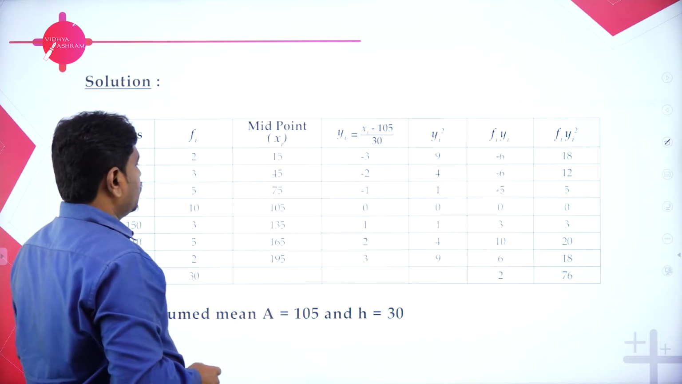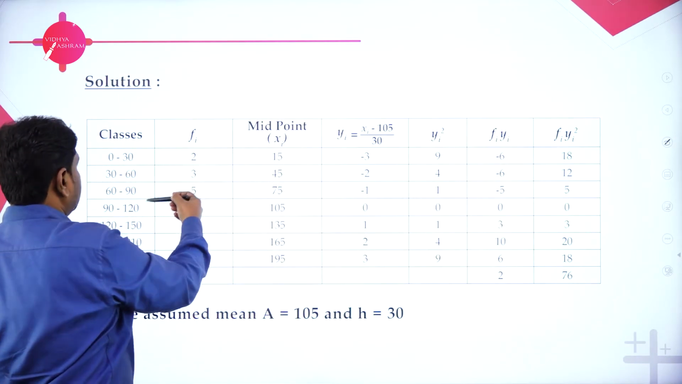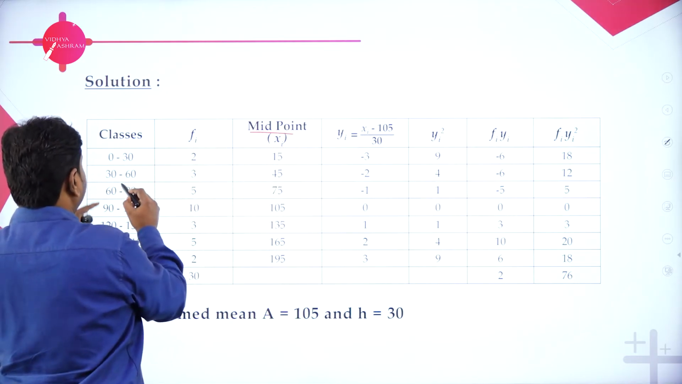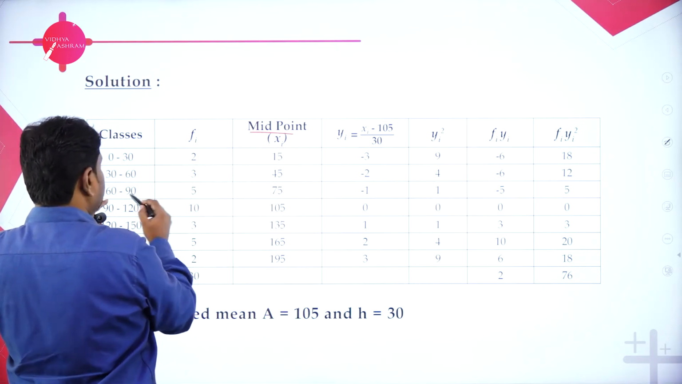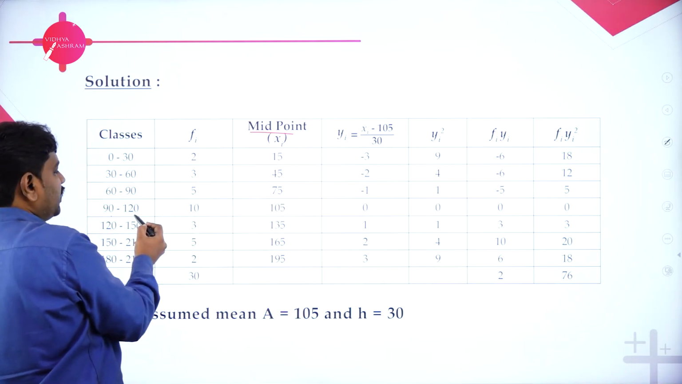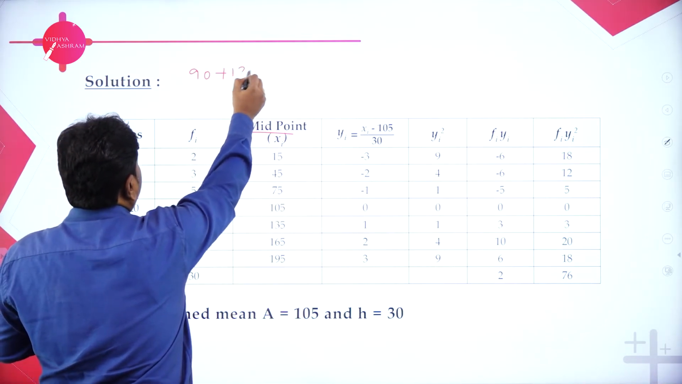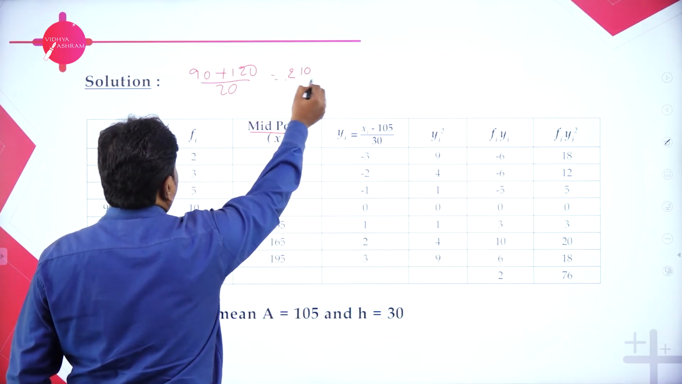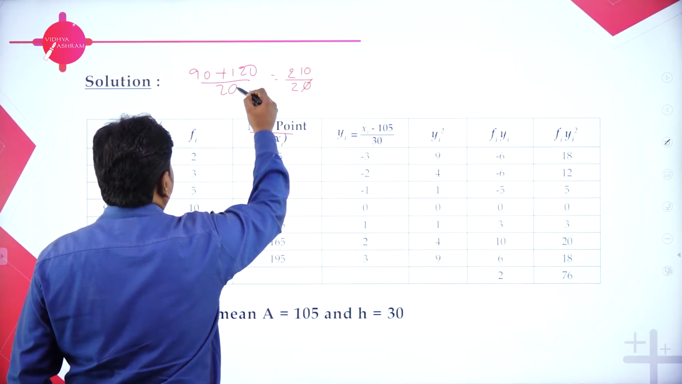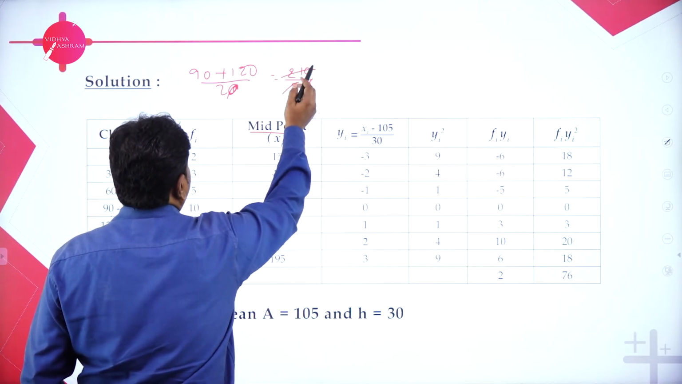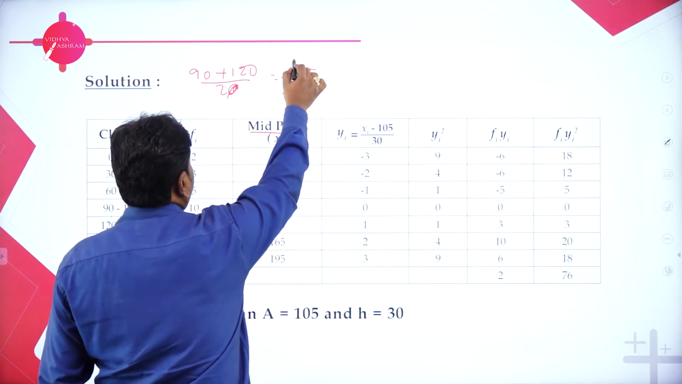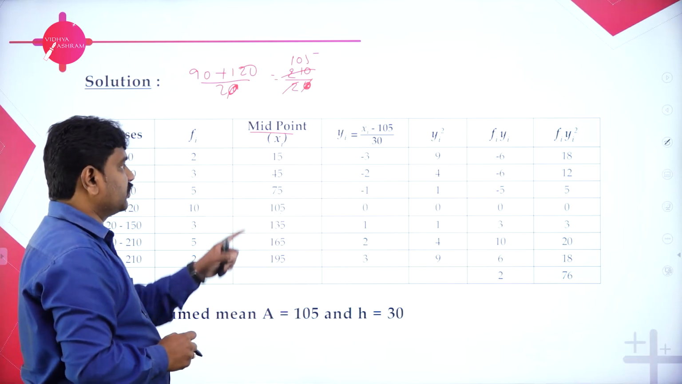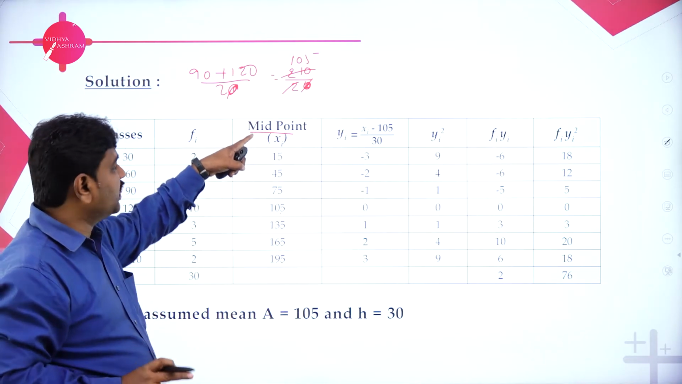Now make the columns. One is class interval, fi. Xi means midpoint. The midpoint of 0 and 30 is 15; 30 and 60, 45; 60 and 90, 75. The midpoint of 90 and 120: 90 plus 120 by 2 gives you the midpoint. That is 210 divided by 2, which is 105. Like that, for 120 and 150, the midpoint is 165. So when they give class intervals, xi is the midpoint.